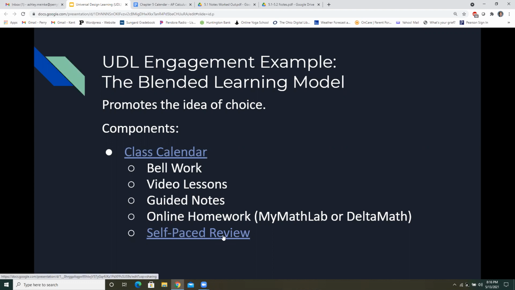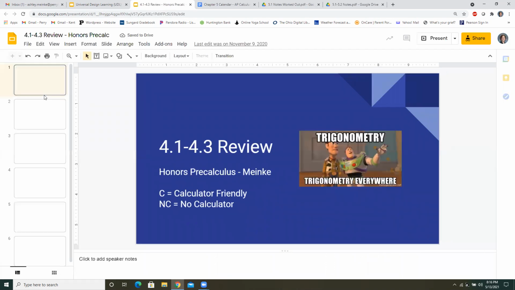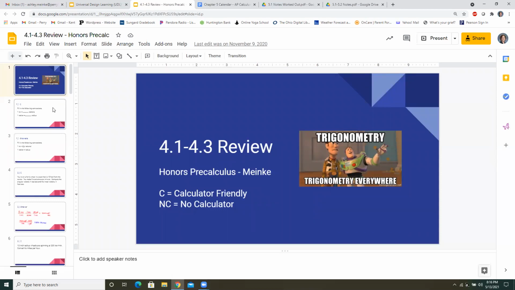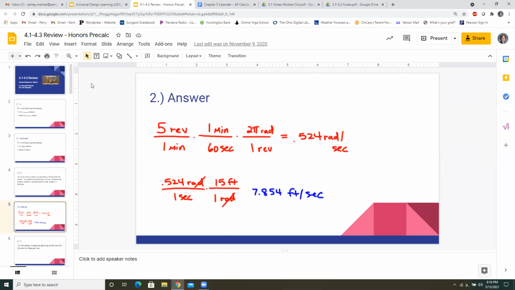Another example of the idea of choice and self-pace is a self-paced review through Google Slides. So students will take a small whiteboard and work in pairs or in groups, or they can even work by themselves. So again, modeling both individual and cooperative learning. So students would work through an example of a problem, and then on the following slide is the answer with some explanation. So problem, answer, etc.